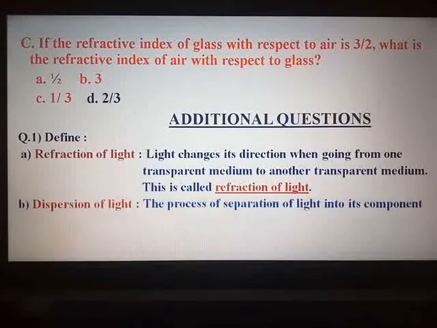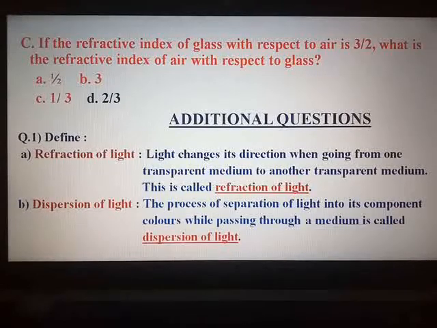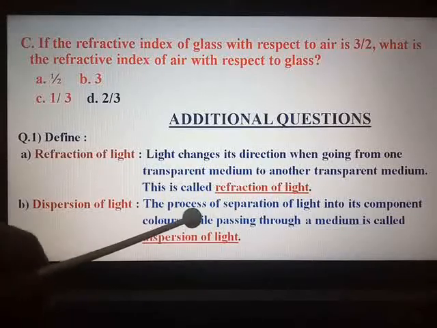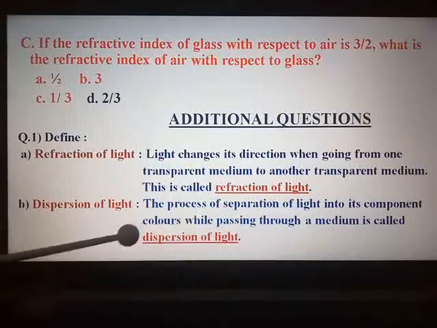Next definition is dispersion of light. Definition 1b is dispersion of light. Mark the definition on page number 77. Again, the definition is given in the textbook in a unique way in dark, bold, black font. The process of separation of light into its component colors while passing through a medium is called dispersion of light. I hope both the definitions are marked by you.